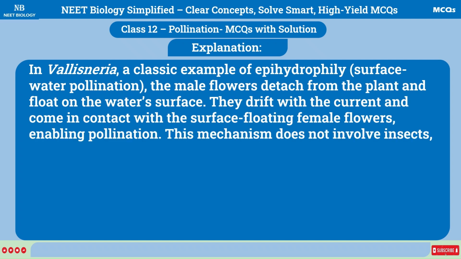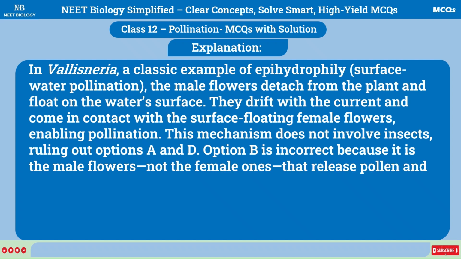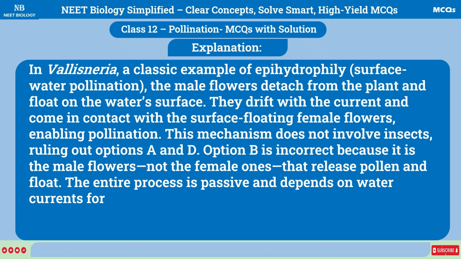This mechanism does not involve insects, ruling out options A and D. Option B is incorrect because it is the male flowers, not the female ones, that release pollen and float. The entire process is passive and depends on water currents for successful pollen transfer.